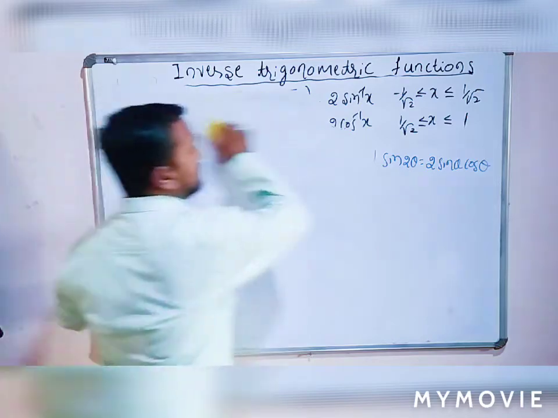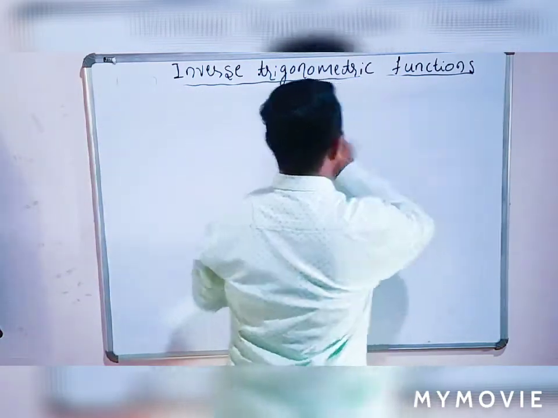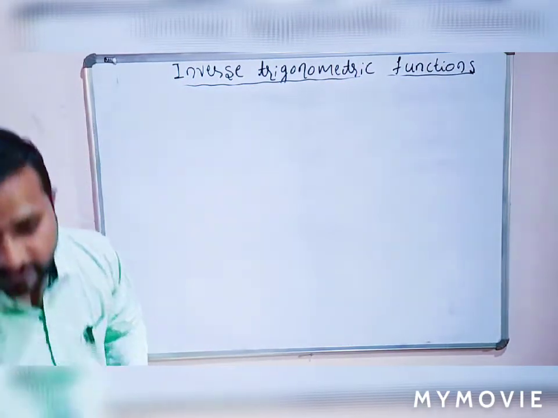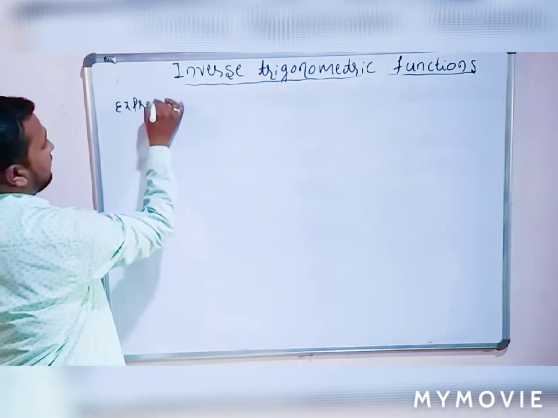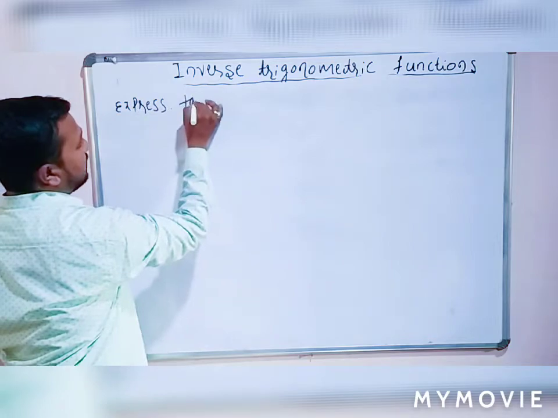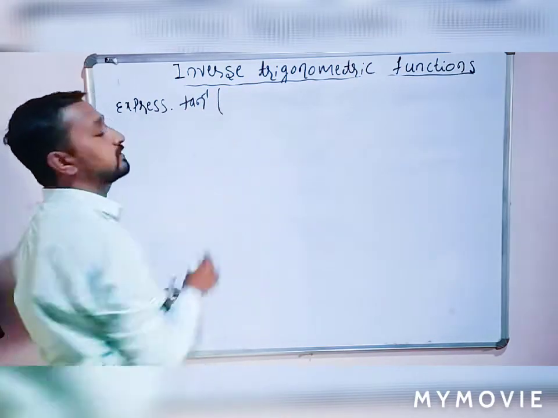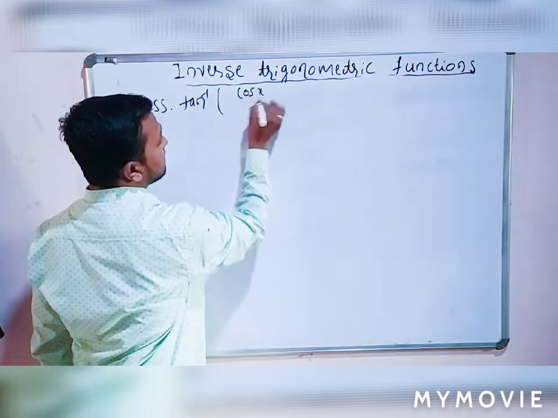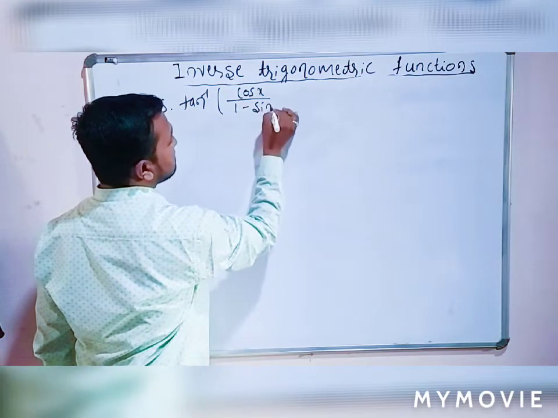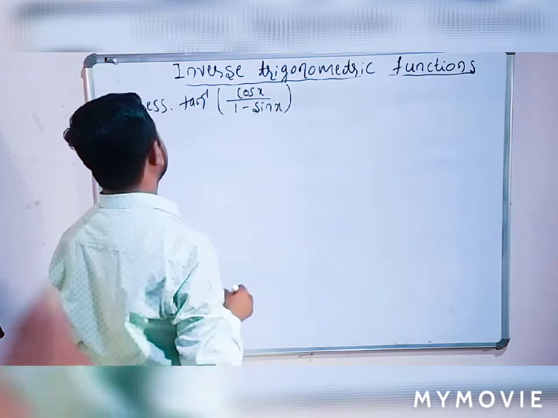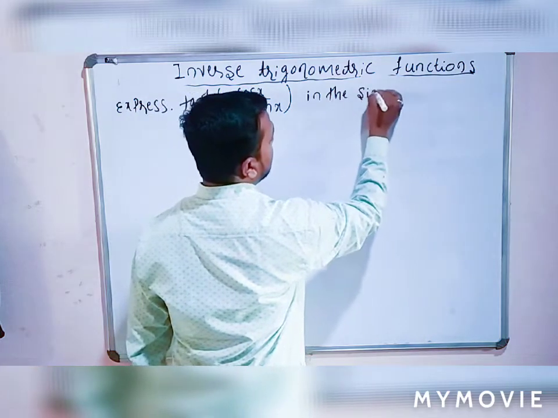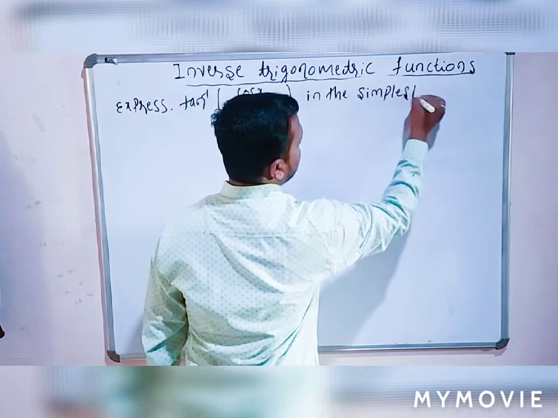Next example, write down, very important for a 3 mark question. Express tan inverse of cos x divided by 1 minus sin x in the simplest form.